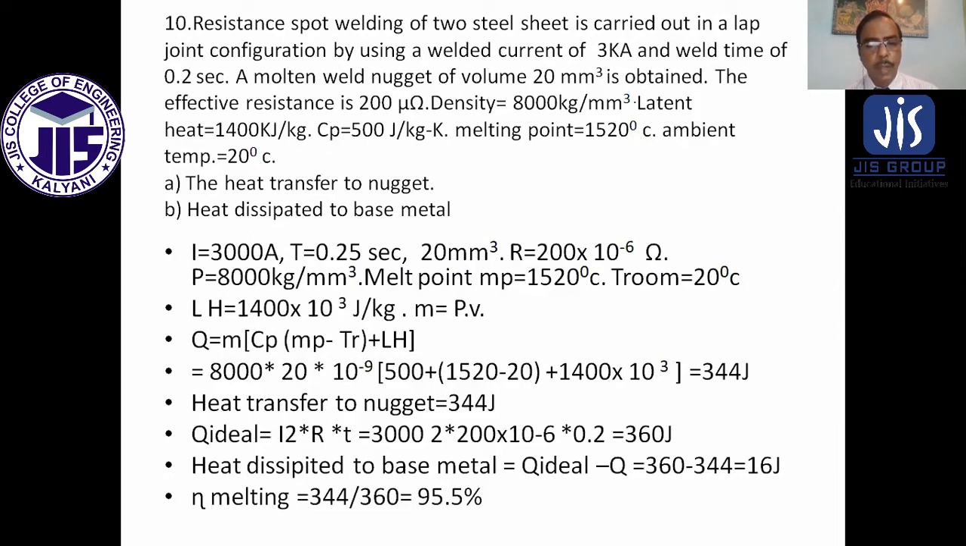Now Q ideal means the heat supplied, that is I square RT. This I square RT is equal to 3000 square into 200 into 10^-6 into 0.2, which is equal to 360 joules. Heat dissipated to the base metal is Q ideal minus Q for the melting of the nugget. So 360 minus 344 is equal to 16 joules. So melting efficiency is equal to 344 by 360, which is 95.5%.